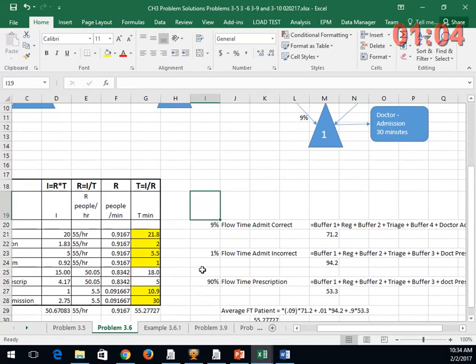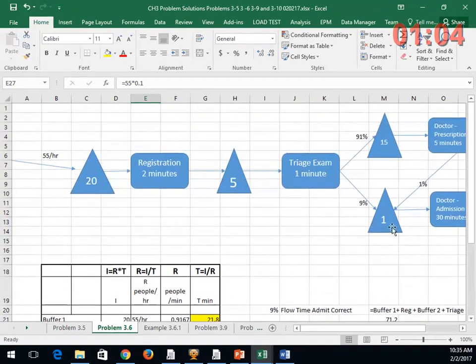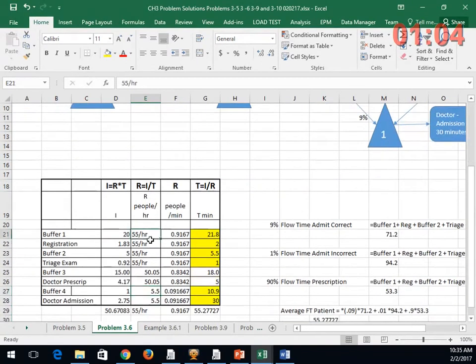And so then as we create our throughput, we know it's 55 patients per hour at buffer 1, at registration, at buffer 2, and at triage. But now, instead of 90% going into buffer 3, we have 91% going into buffer 3. And then we have 10% coming into buffer 4 based on the 9% plus the 1%. All right, is everybody seeing how that changes the diagram and how we change our throughput? And once we've changed our throughput, then we just revise our calculations based on our revised throughput. Any questions about that? You seeing how that?